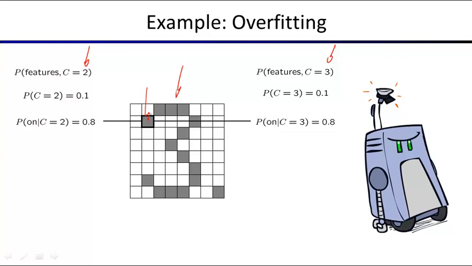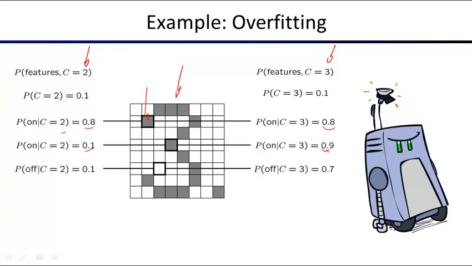Probability for on, assuming it's a 2, is 0.8. That's a high score. Assuming it's a 3, it's also 0.8. So far, we still have a tie. Then for the next pixel that we're looking at as one of our features, the probability of being on for a 2 is 0.1. For a 3 it is 0.9. So right now, the 3 is ahead. Continue. Here, for being off, we have 0.1 for a 2 and 0.7 for a 3. So thus far, if we were to stop here, the 3 would win over the 2.